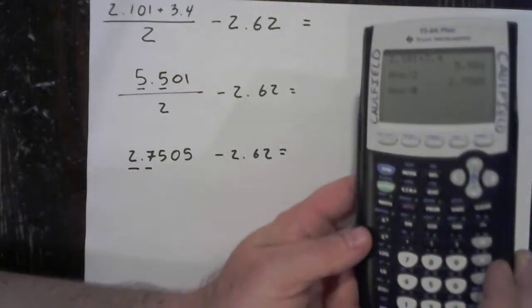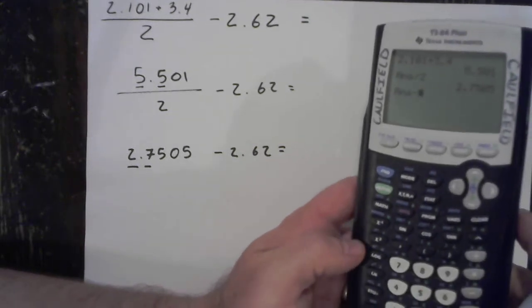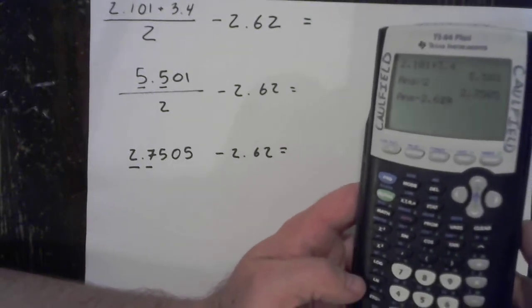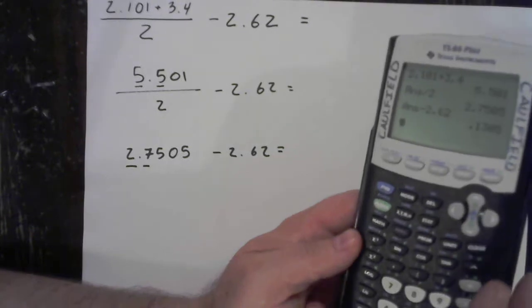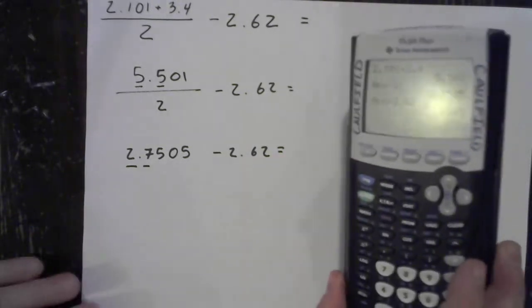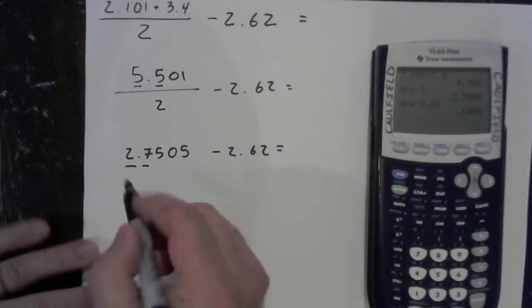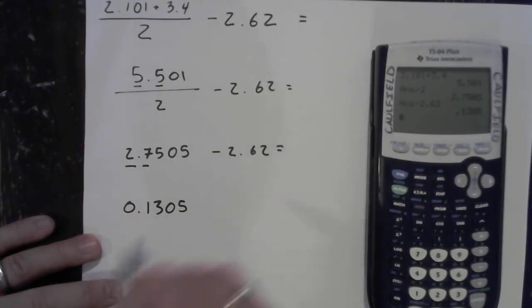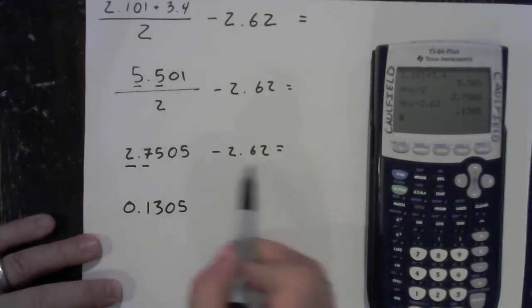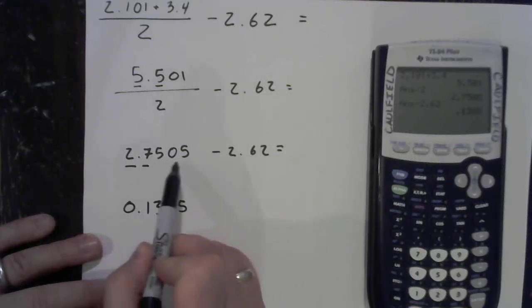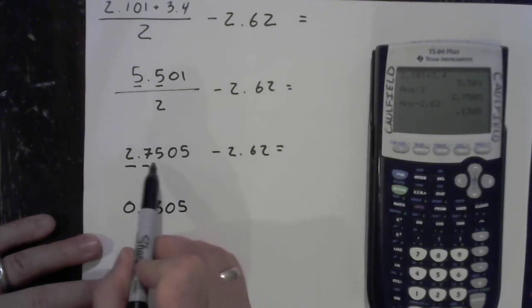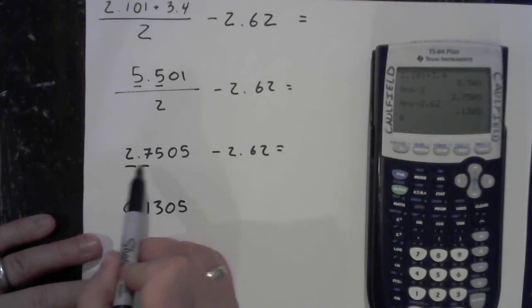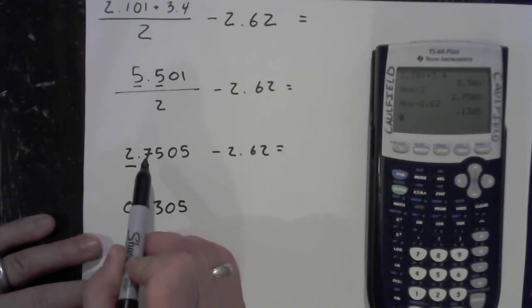Yeah, still not working great for me. I'm going to subtract 2.62 from this number, and here's my answer: 0.1305. But on the subtraction process, even though I have all this extra information and I don't want to lose that info, this is only significant to the tenths place.